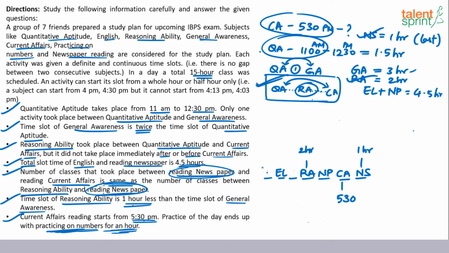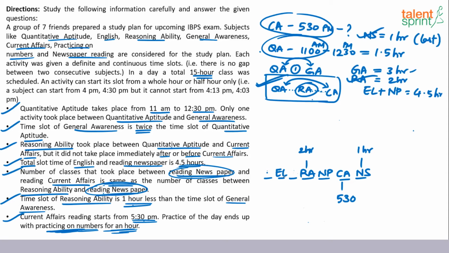Yeah, so let's do one thing. I think there's no way out. Can we conclude somehow which comes here? Is it QA or CA? Let's say this is QA. For example, if this is QA in first position, it starts at 11, ends at 12:30, which means English language is next.